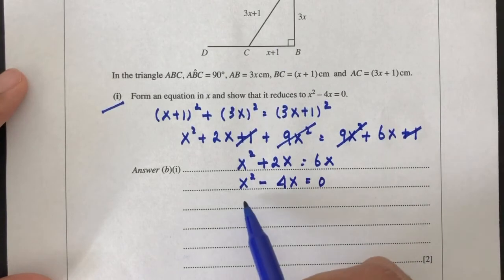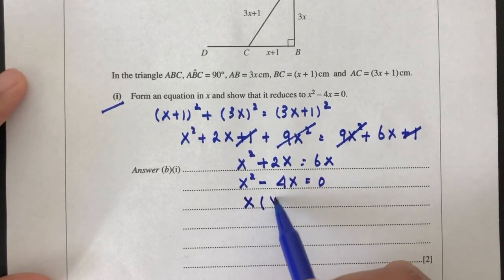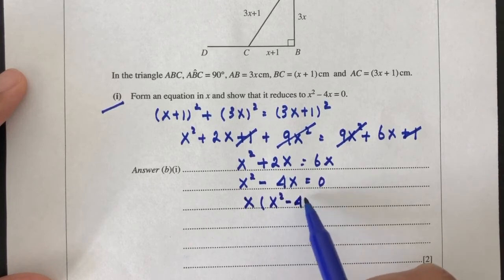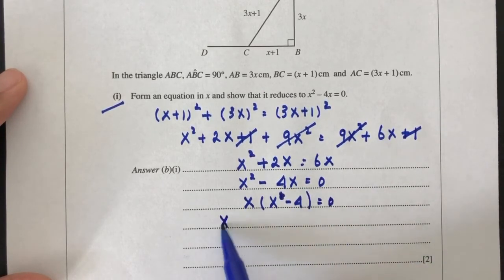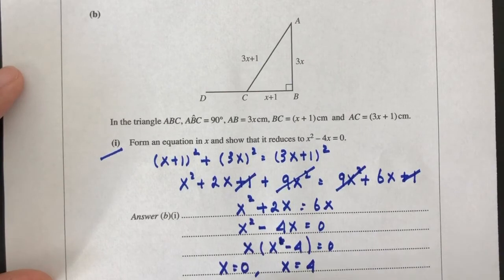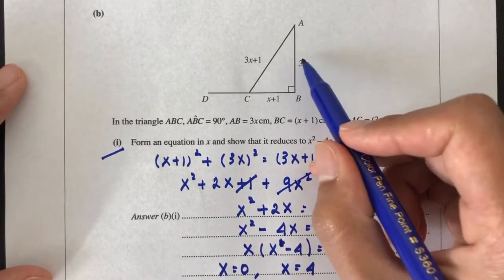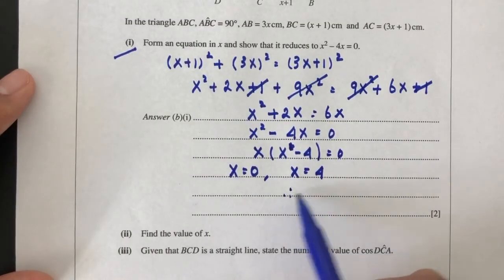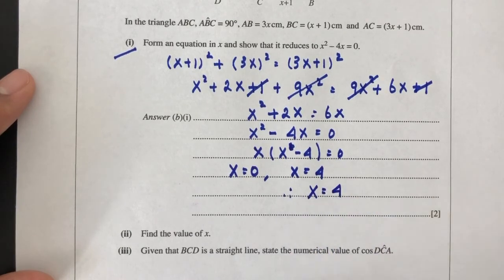So now we can factorize by x. We have x(x minus 4) equal to 0. So first answer is x equal to 0 or x equal to 4. Here you will not take 0 because the length here cannot be 0. So your answer will be x equal to 4. That will be your answer for part B1.